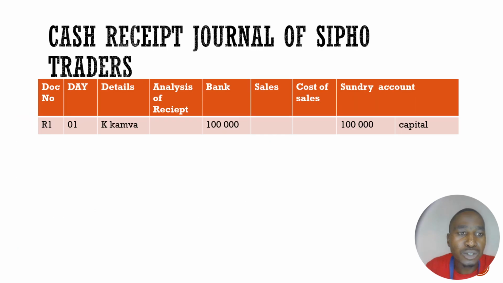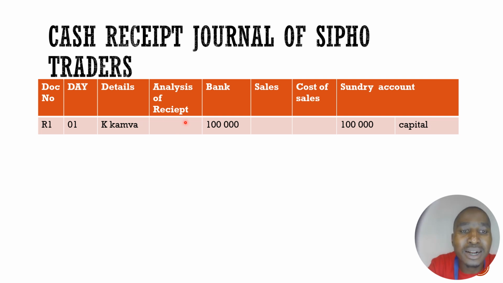Now let's go and record on our CRJ. When we are doing our CRJ, on the document number we'll write receipt number one. And then on day, we'll write day one, that is the 1st of July. And then we'll write on details the owner's name. We always write the owner's name on details because it is the owner who deposited the money.